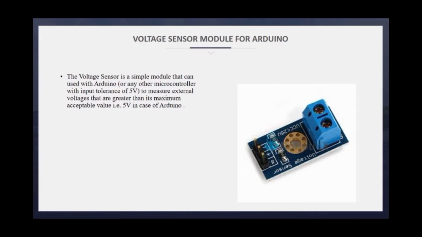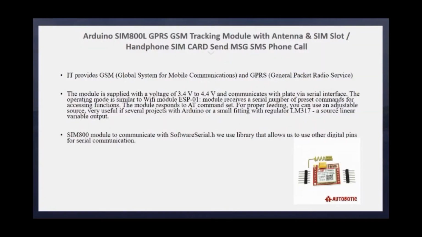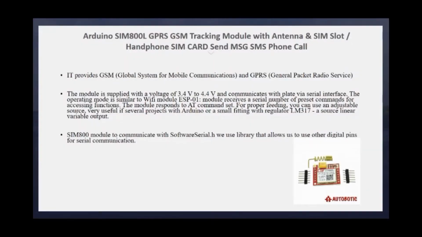And next, we use a GSM module. This GSM module is used to establish communication between a mobile device or a computing machine. Next, we use a GPS module. The GPS module allows the Arduino board to get position and altitude as well as speed, date and time for our project.